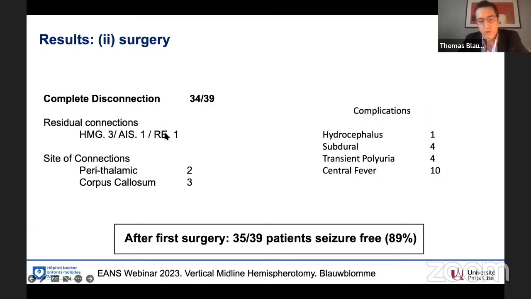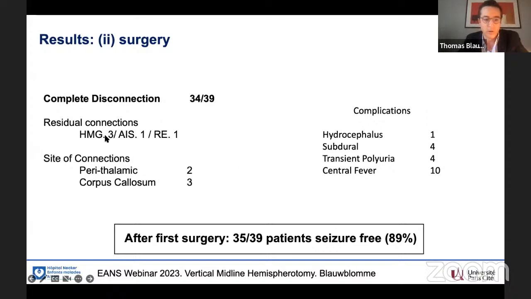Interestingly, for stroke and Rasmussen, it was because of insufficient dissection of the interhemispheric fissure, with unexpected callosal residual on the genu because of the orientation that was not sufficient to control completely the corpus callosum. So I insist on the fact that you need to do extensive dissection of the fissure in this case.